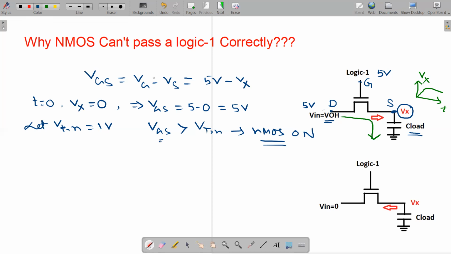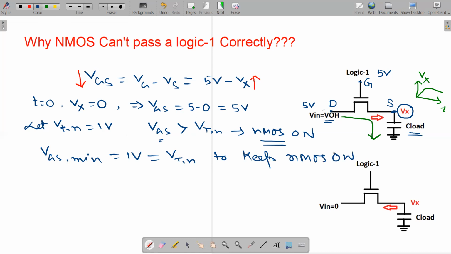When the voltage across the capacitor Vx increases, what will happen? The VGS value will fall, because VGS equals VG minus VS, that is 5 volt minus Vx. And the minimum value of VGS required to keep the NMOS on is equal to VT. That means VGS minimum is equal to 1 volt, the VT needed to keep NMOS on. But if VGS is less than VTN, the transistor will be off and no further charging will take place.